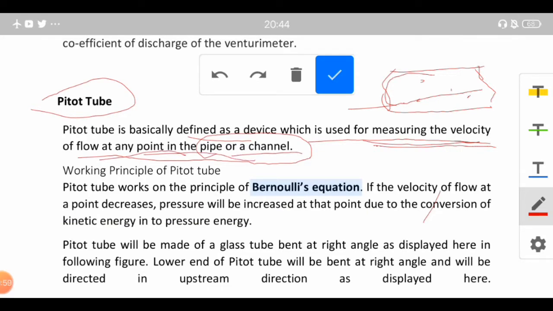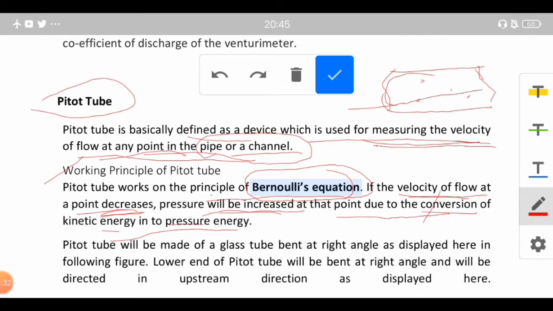So what is the working principle of the pitot tube? The pitot tube works on the principle of Bernoulli's equation, and it depends on Bernoulli's equation only. If the velocity of flow at a point decreases, the pressure will be increased at that point due to the conversion of kinetic energy into pressure energy.